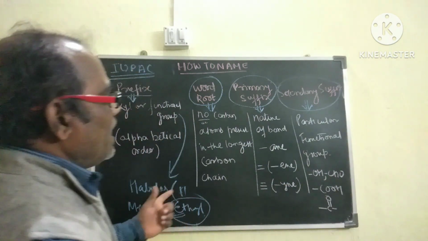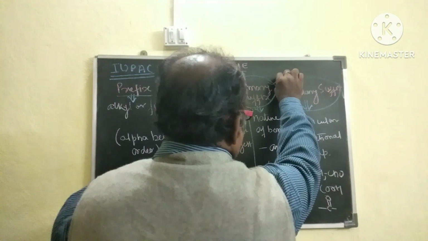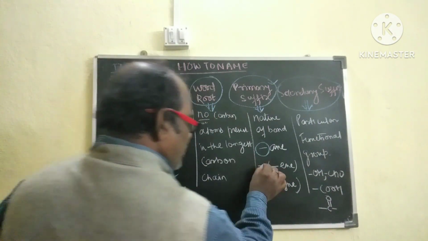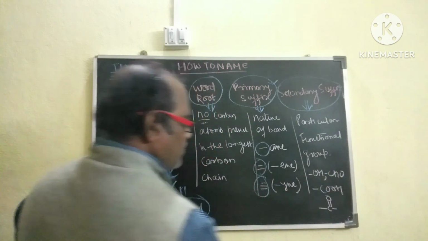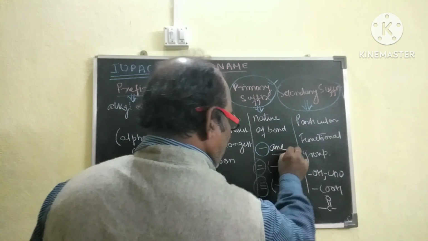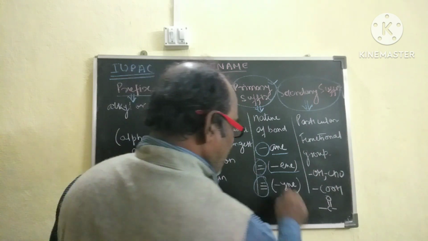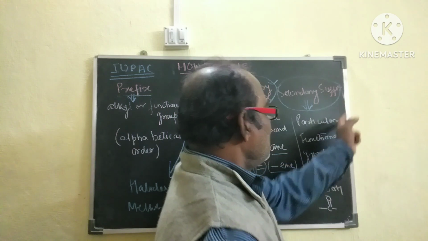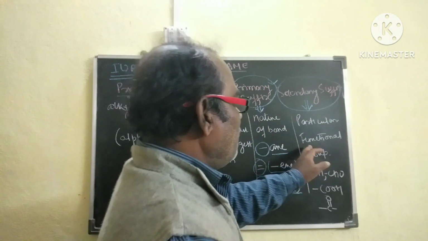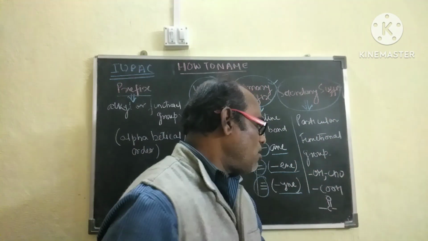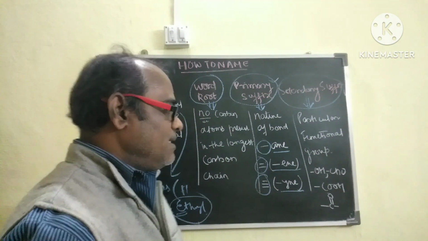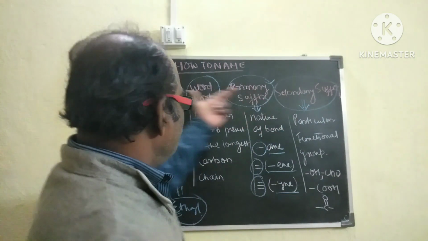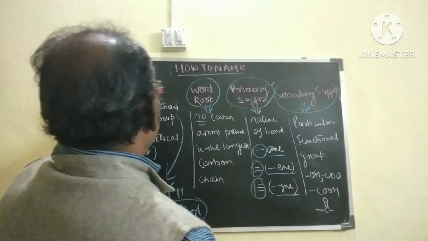Next is the primary suffix. In the primary suffix, we have to see the bond, whether it is a single bond, a double bond, or a triple bond. If it's a single bond, we use ane, for a double bond ene, and for a triple bond yne. And finally, we go to the secondary suffix. The secondary suffix is particular for functional groups like alcohol, aldehyde, acids, esters, etc. With these things, we are going to write down the IUPAC name.